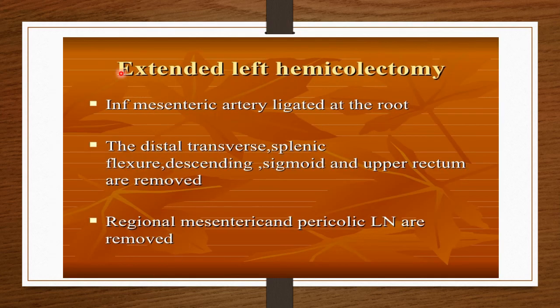Okay, this slide summarizes what is extended left hemicolectomy, in which the inferior mesenteric artery is ligated at its root. That means all the supply to the left side of the abdomen or the left colon is ligated. The distal transverse, splenic flexure, descending, sigmoid and upper rectum are removed. Regional mesenteric pericolic lymph nodes are also removed. So this is known as an extended left hemicolectomy.